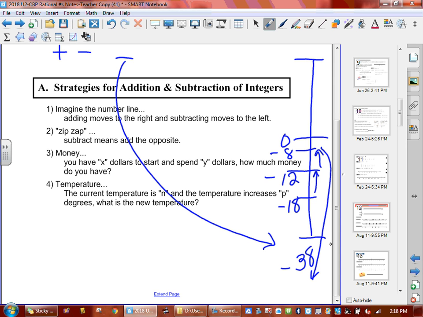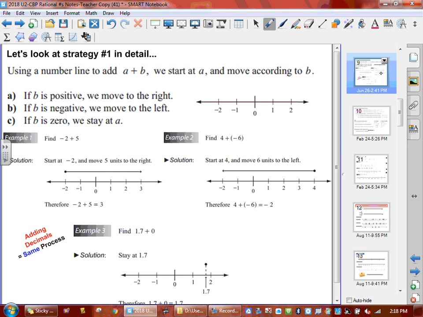All right, so let's take a look at number lines. You have this in your workbook, and this is what you see. It says using a number line to add A plus B, you start at A and you move towards B. If B is positive, you move to the right. If B is negative, you move to the left. If B is 0, you would stay.